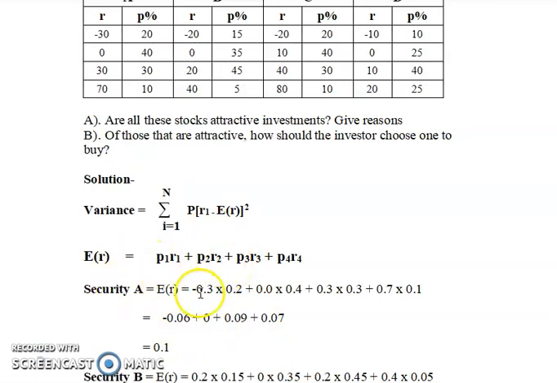For the very first security, see here, it is all given in percentage, so I am converting it by dividing by 100. So for the calculation, 0.3 into 0.2, then 0.0 into 0.4, plus, because we are going only for a particular security, 0.3 into 0.3 and 0.7 into 0.1.